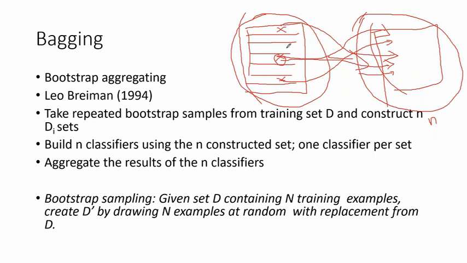So it's like a subset of this data set. A subset with some duplicated samples. So it's a subset, and we do it N times. So we end up with N data sets that are a subset of this data set. So this is the first step of bagging.